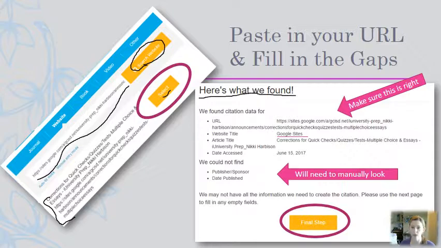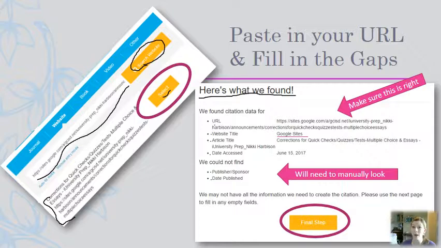Here's what we found. It's going to tell you all the categories that it found information for. So it found the URL, it found what it thinks is the website title, the article title, and the date accessed. It's also going to tell you information it couldn't find, the publisher or sponsor, and the date published. Now, just because it says it couldn't find it doesn't mean it's not there. And in fact, both of those things are there.